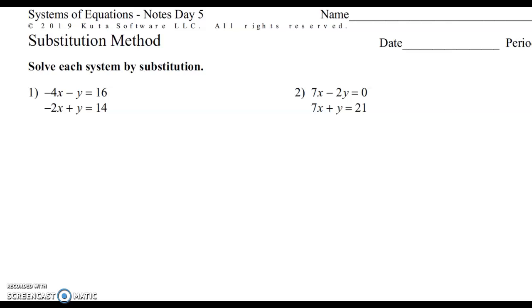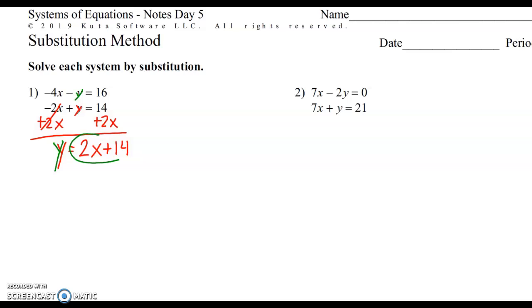So substitution, we know that the first step is you have to solve one of the equations for one of the variables. So the hardest ones we left off with, one of the equations would have a coefficient of 1 for its variable. We can see here this second equation has a y value with a coefficient of 1. So I would solve for that. To get y alone, to move a negative 2x, we would add 2x, and we get that y equals 2x plus 14.